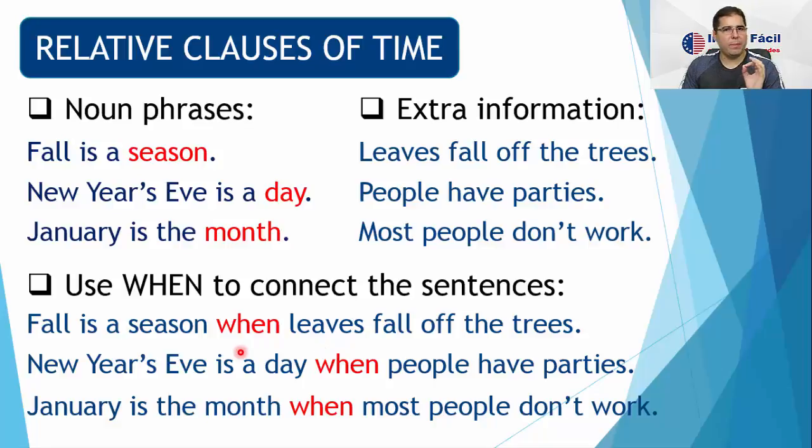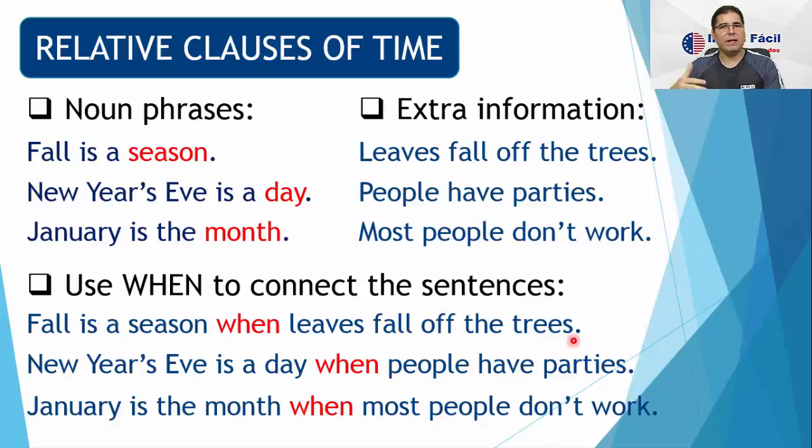Which one here is the main sentence? The first, fall is a season. This is the main sentence. It has a complete meaning, right? It's possible to understand without extra information. Now, look at the second part here. When leaves fall off the trees. This doesn't make much sense, right?